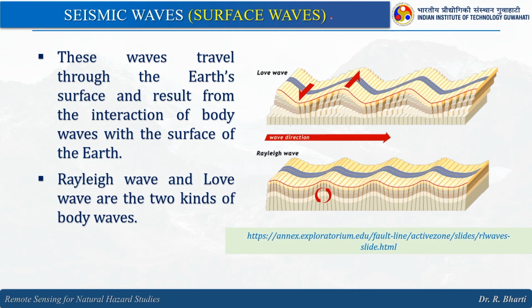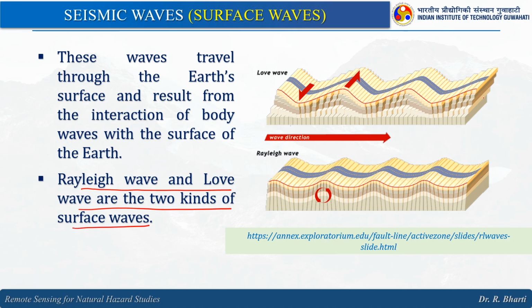Then comes the surface wave. These waves travel through the earth surface and result from the interaction of body waves with the surface of the earth. Now, remember the body waves were generated because of the earthquake events, and now these surface waves are the result of the interaction of body waves with the surface. Rayleigh wave and Love wave are the two kinds of surface waves.